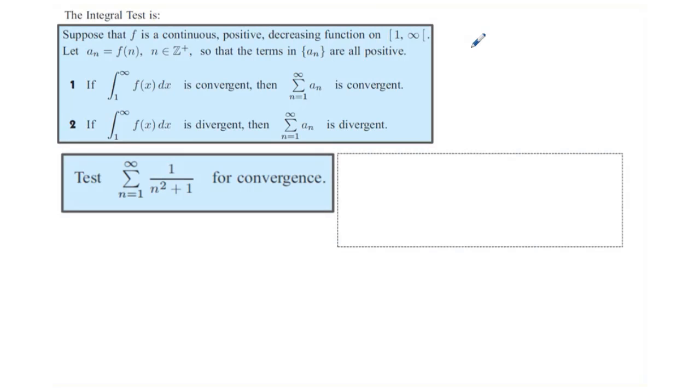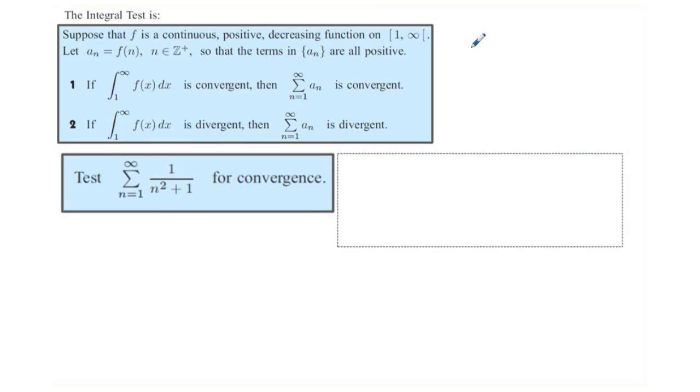So this particular test is really handy if you've got something that's fairly easy to integrate. So it's really good to be really strong on your integration. And then we look at it and say, well, if we could integrate it nicely, then it's a good way to do it. It might not be the only way. This one, for example, a comparison test would potentially be an easier way to do it, comparing to 1 over n squared. But I'm just going to show you how you can do it with the integral test as well.